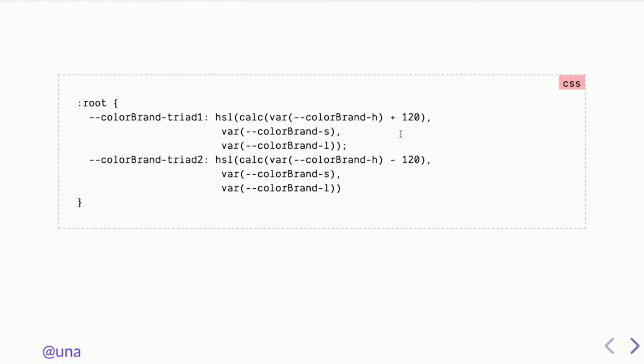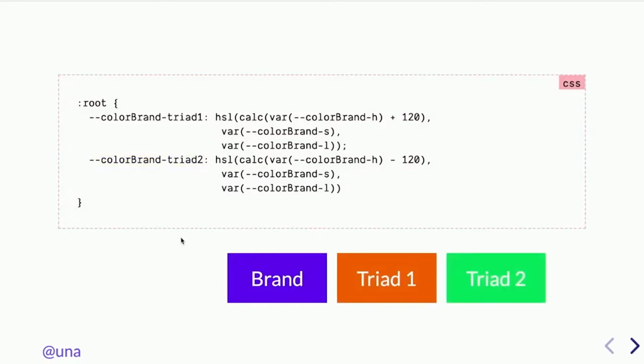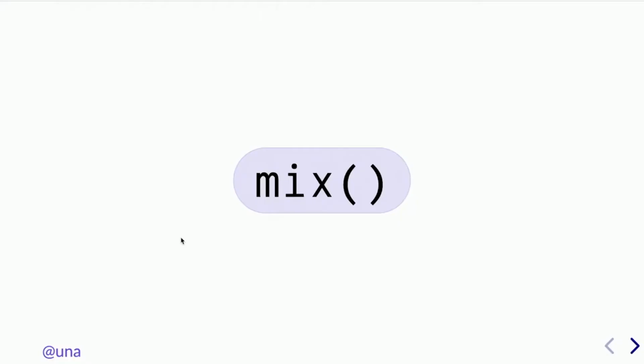And now we're going to add 120. We're going to subtract 120 from this color brand H. We're just skipping the step of having that being its own independent variable and just writing it directly in this new variable called the triad 1 and triad 2. And then if we look at the color values, we have brand, we have triad 1, and we have triad 2. So we can get some really interesting results by mixing colors. You can create entire color themes from 1 or 2 colors for your entire application and design system.